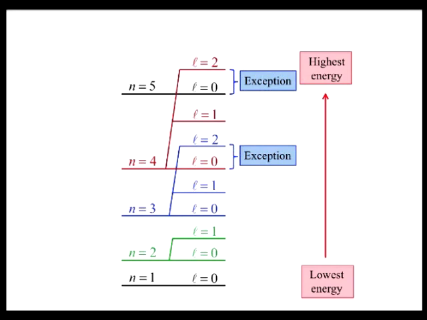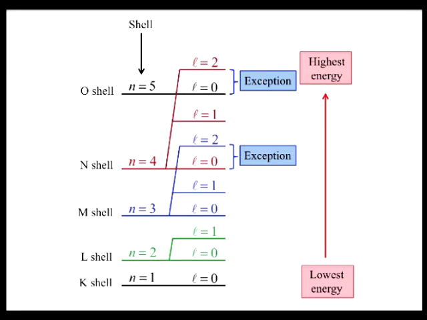In a multiple electron atom, all electrons with the same value of N are said to be in the same shell. Electrons with N equal 1 are in a single shell, sometimes called the K shell. Electrons with N equal 2 are in another shell, the L shell. Those with N equal 3 are in a third shell, the M shell, and so on.